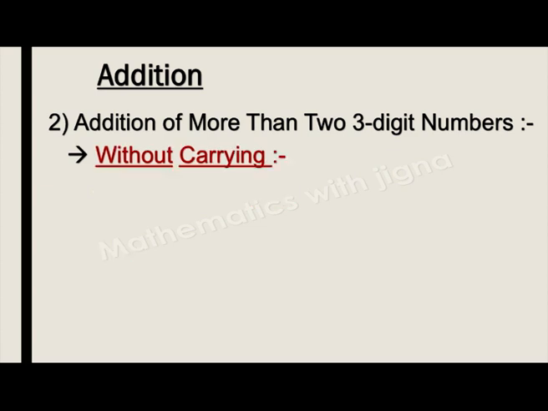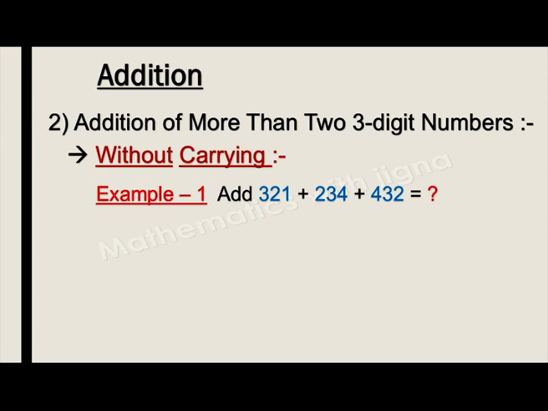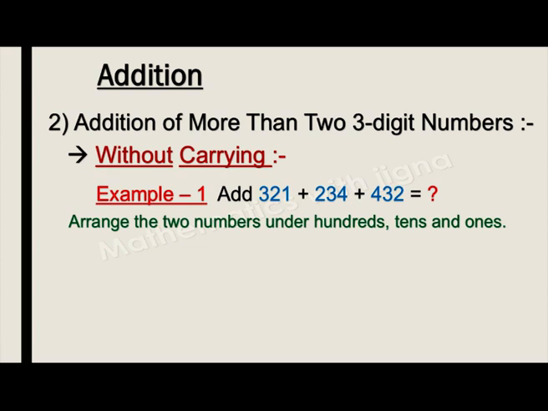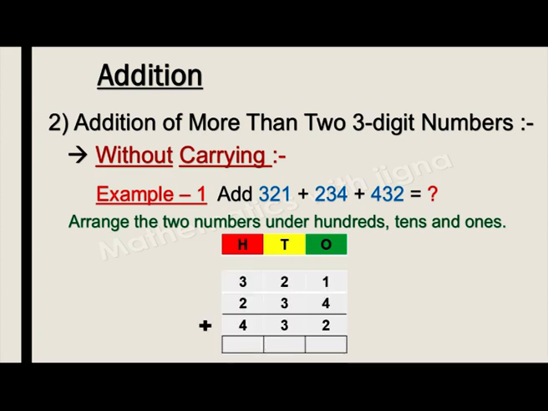First, we will learn without carrying. Let's start with an example. Add 321 plus 234 plus 432. To make the calculation easier, we arrange the given numbers under hundreds, tens and ones. Now we have three columns: hundreds, tens and ones. And we have more than two numbers to add.